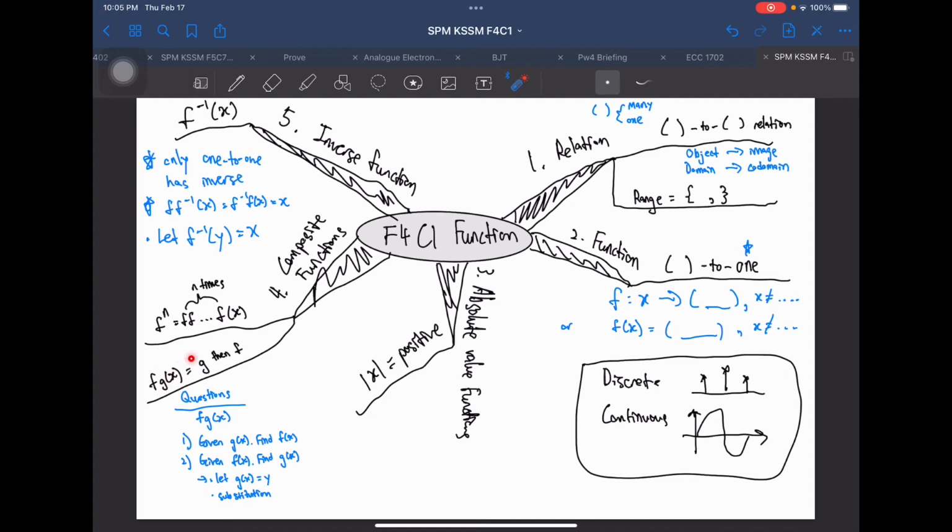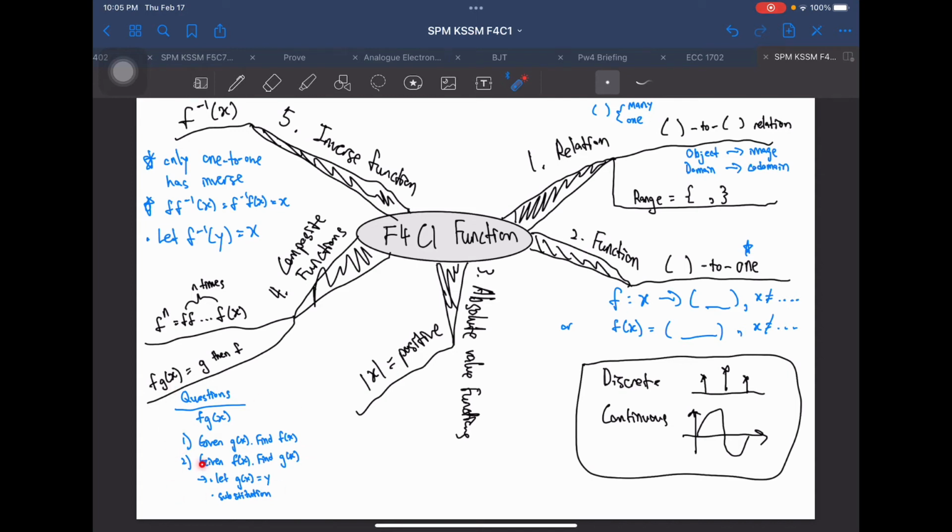Okay, so the possible questions in this subchapter is that you might be given fg(x), and then given g(x), you're required to find f(x). Given f(x), you're required to find g(x). So here is a tip that you need to know in order to solve this kind of questions, which is let g(x) equals y, and then using substitution and algebra, you can solve this.